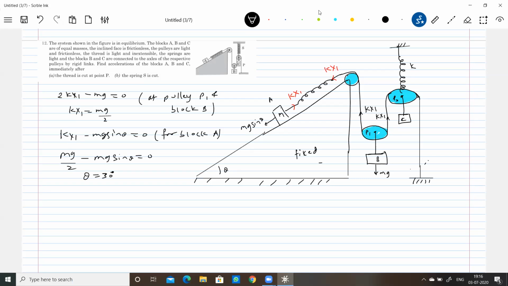Let's come to this. So kx1, here this will be mg. So the same spring force should act here again, kx1, and this will be kx1. So here I'm not sure what the spring force is. It didn't say anything. The springs are light and the blocks B and C are connected. It didn't say anything about the springs. Are they same or different? So what shall we do here? Anybody?